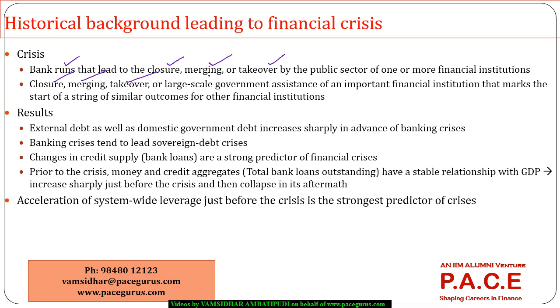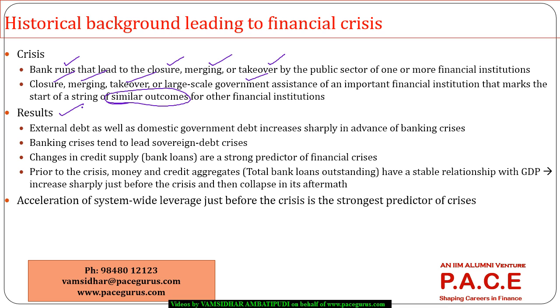Closures, mergers, takeovers. In some cases, even government assistance to these financial institutions came up in a very large manner. So there were so many such outcomes which really contributed to the crisis, or which occurred in a big way during the crisis.